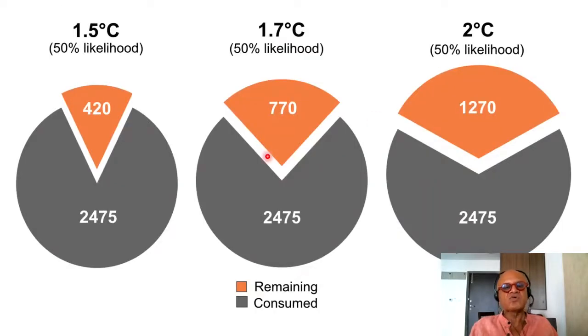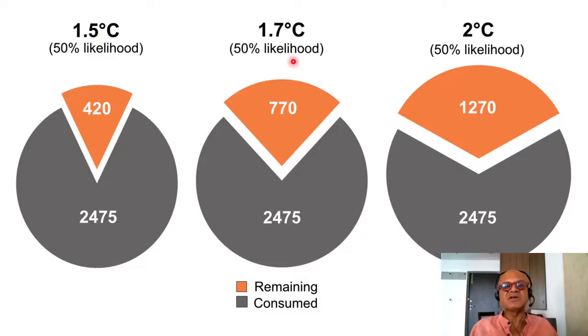So here is how the remaining and consumed carbon budgets are typically portrayed. For 1.5 degrees centigrade, with only 50% likelihood of not exceeding it, you have consumed 2475 gigatons, and we have only 420 left. So you take a per year emission of 40, and that gives you some 10-12 years of remaining time to hit this target.